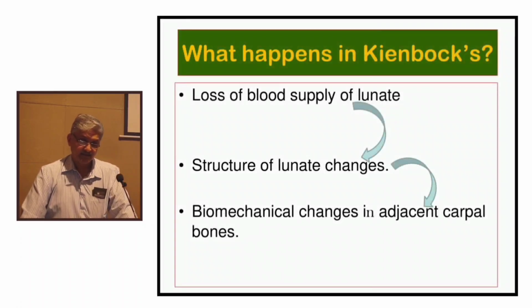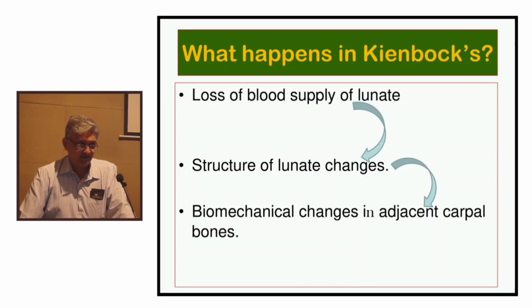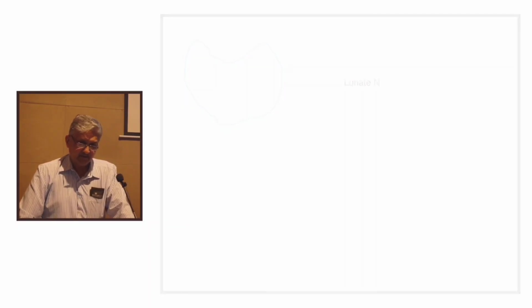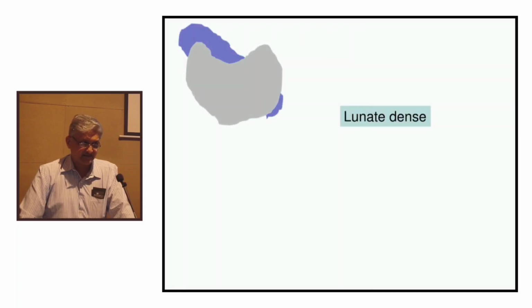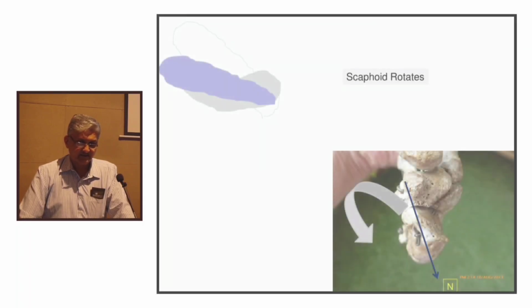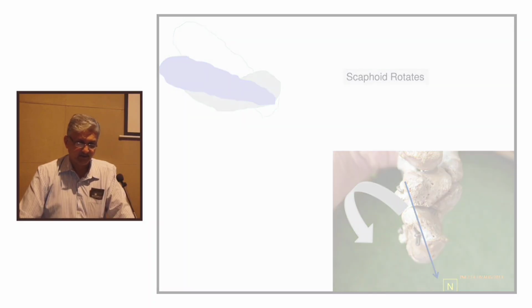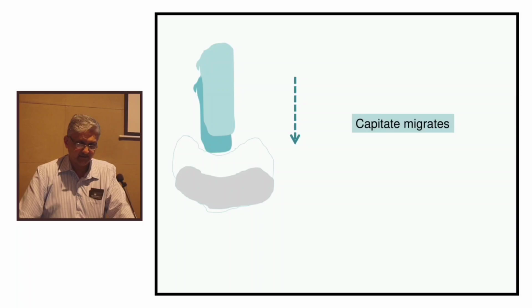And what happens? There is a loss of blood supply for unknown reasons. The structure of the lunate changes, and because of that change, the adjacent bones start to migrate. Initially the lunate has a certain shape, gradually it becomes dense, then it starts to collapse, and then the adjacent bones start to rotate as well. To start with it is the scaphoid, and then the capitate starts to migrate more proximally. So these are the changes.